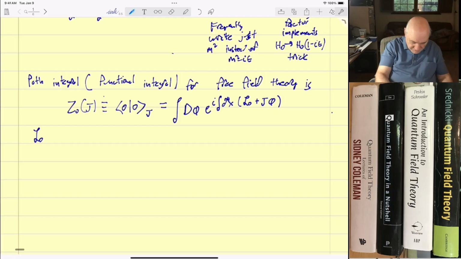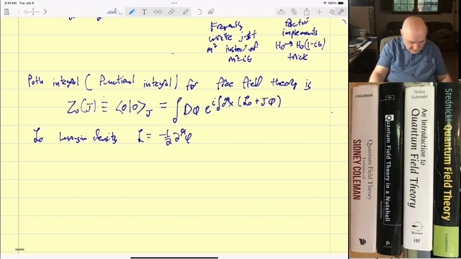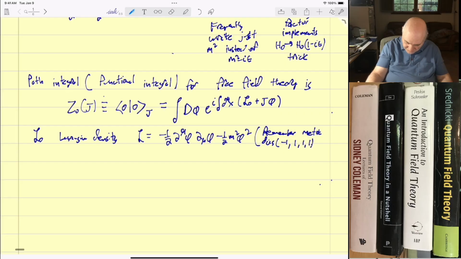So L0 is the Lagrangian density, and it's given by, for a free scalar field, and remember that the metric that Srednicki uses is diagonal, minus 1 for time, 1, 1, 1 for the space.